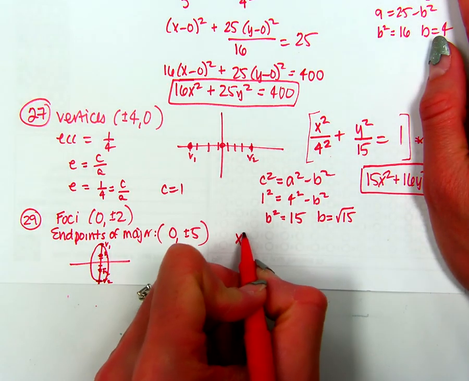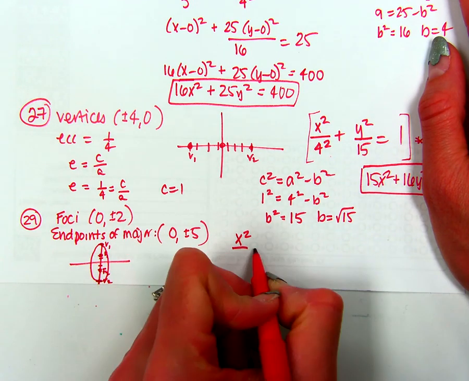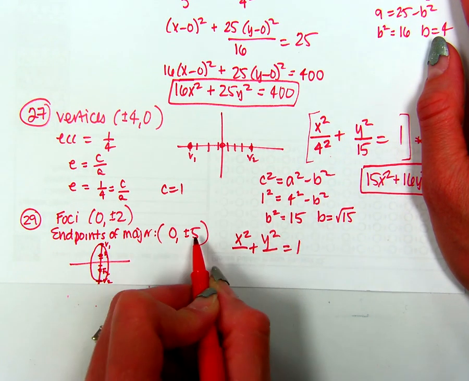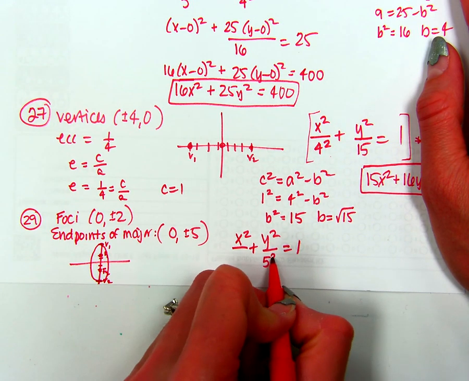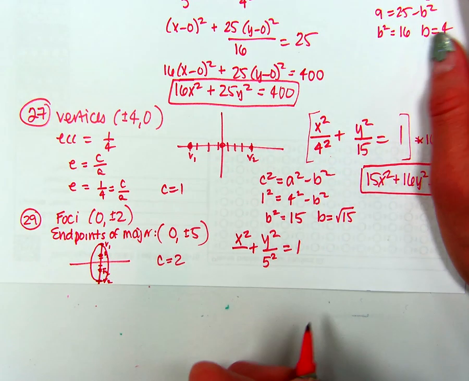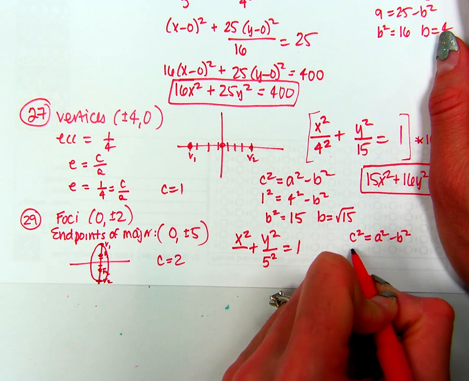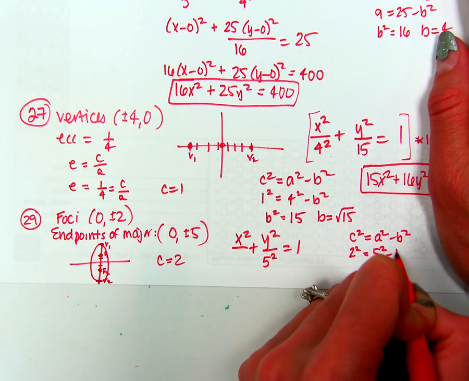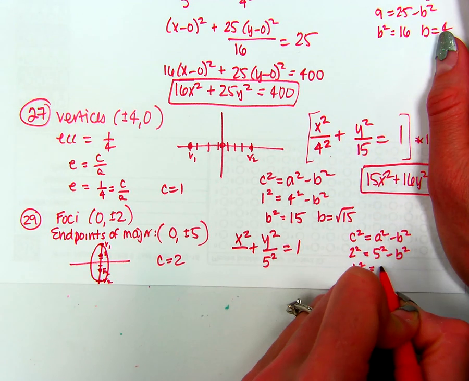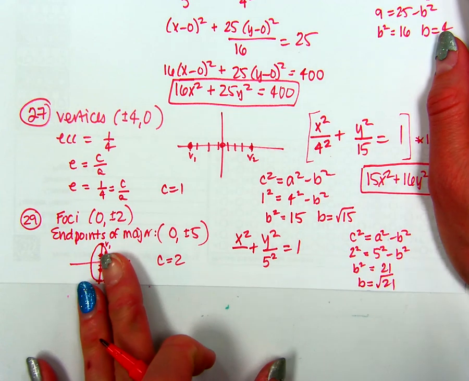So that tells me that, again, my center is at the origin, because these are exactly symmetric, or the same distance away from the origin. I know that my y has to be the bigger one, so this one's going to be the 5 squared. My focal points tell me my c value, which is 2. So I'm going to use my c squared equals a squared minus b squared equation, and I know that 2 squared equals 5 squared minus b squared. So b squared is equal to 25 minus 4, which is 21. So b is equal to root 21.